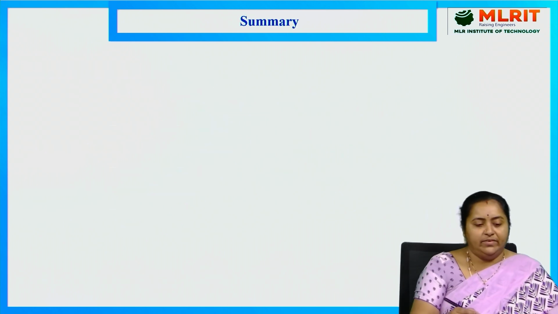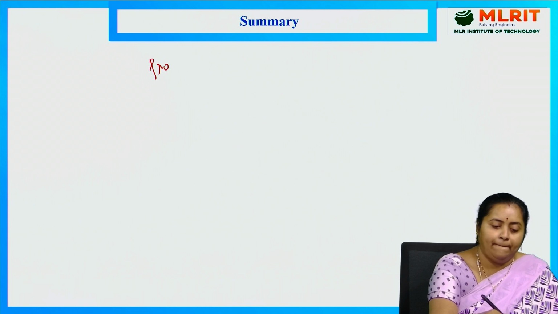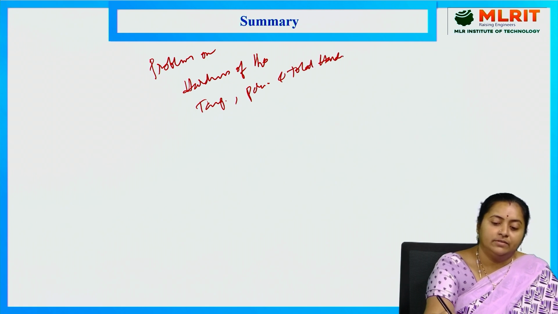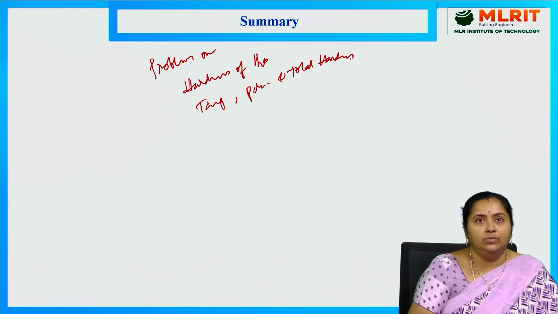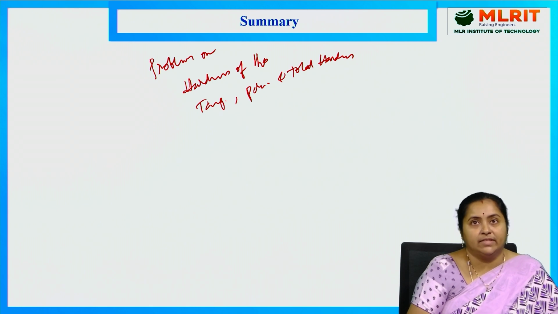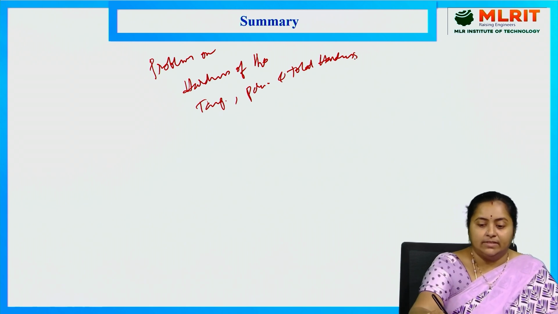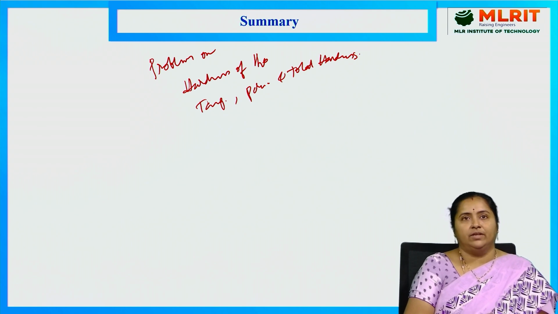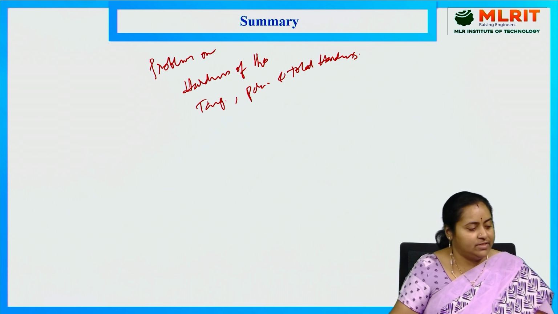So far what we have discussed are problems based on hardness of water. In the sense of temporary, permanent and total hardness, we have calculated, and two different models we discussed in today's session. In the coming session, we will go for estimation of hardness of water using complexometric titration and the EDTA method. So that's all for today's class. Thank you very much.